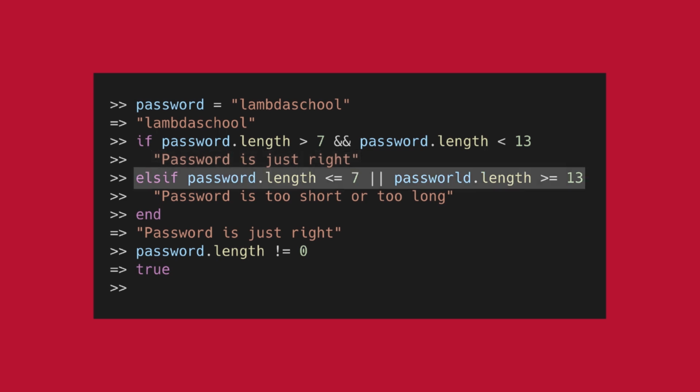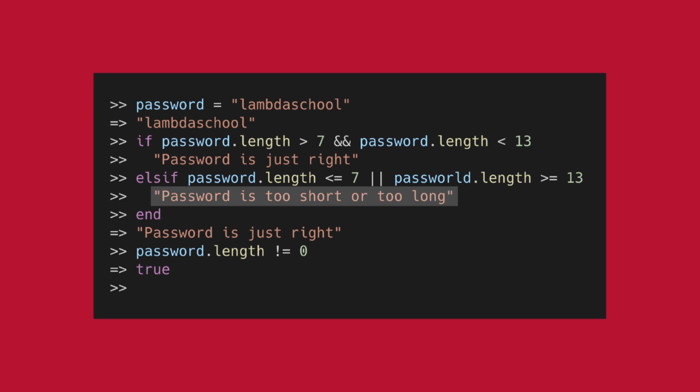In the next conditional statement, we're using the else if keyword, and then we're also using or. So we're checking if the length is less than or equal to 7 or greater than or equal to 13. And in that case, we're returning a string that says password is too short or too long.